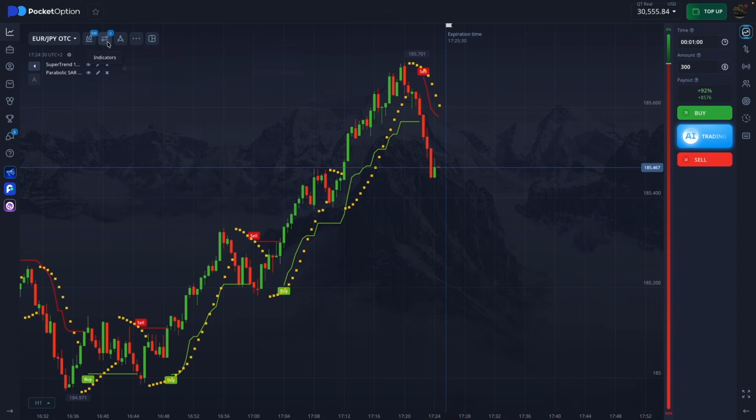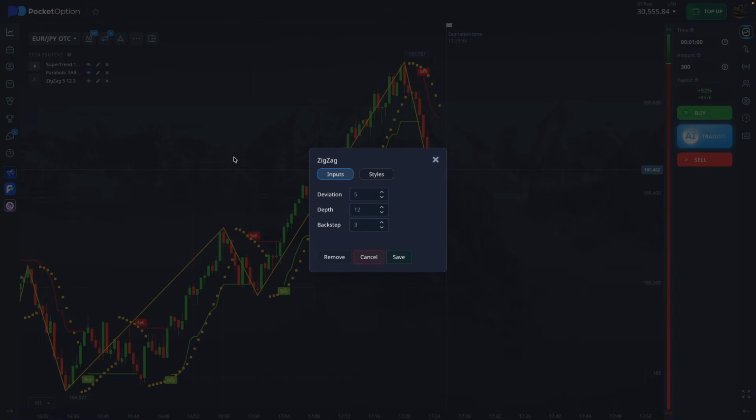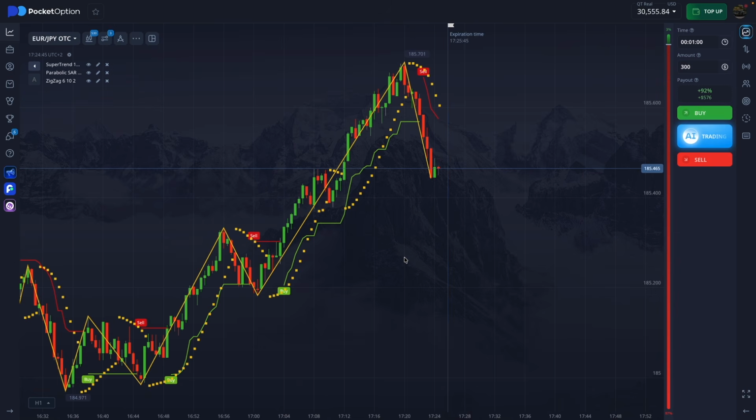And the last indicator I will need today is the one called Zigzag. I add it to the chart, go to settings, and in the first field, I set the value to 6. In the second field, I set the value to 10, and in the third field, I set the value to 2. After that, I press the Save button. And basically, with that, I've finished setting up the indicators. This is the configuration I use, and now I need to set up the chart itself to receive suitable signals.